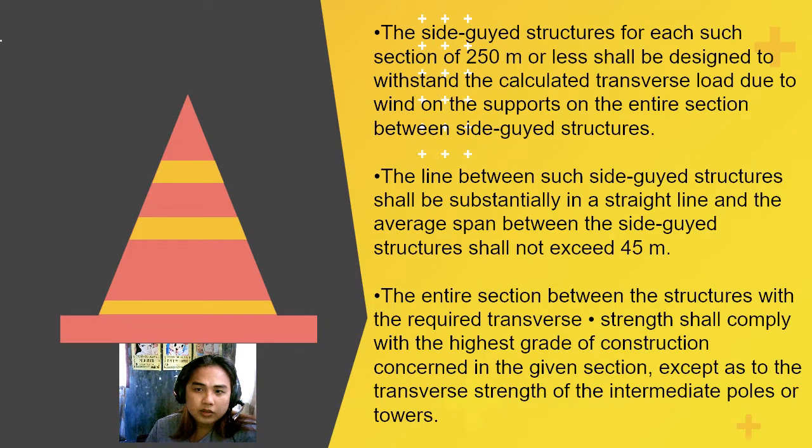Provided that the side guyed structure for each such section of 250 meters or less shall be designed to withstand the calculated transverse load due to wind on the supports on the entire section between side guyed structures. So the line between such side guyed structures shall be substantially in a straight line, and the average span between the side guyed structures shall not exceed 45 meters. So the entire section between the structures of required transverse strength shall comply with the highest grade of construction concerned in the given section, except as to the transverse strength of the intermediate poles or towers.